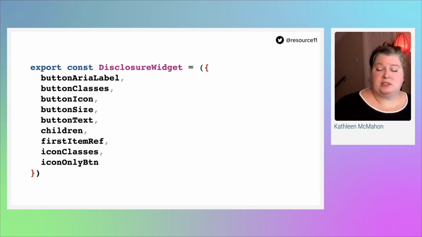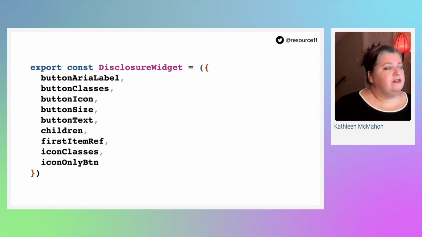A disclosure widget is a button paired with a sibling container, and the button controls whether that container is open or closed by clicking on the button. So these first 5 props are some props that we're going to pass into our button component. The children component is anything that we're going to pass into our disclosure container.